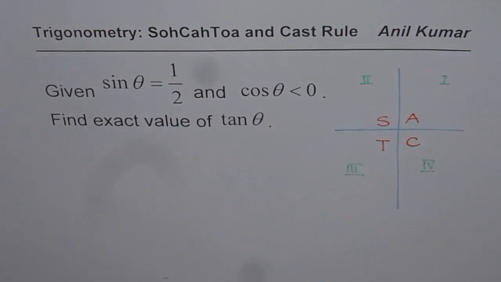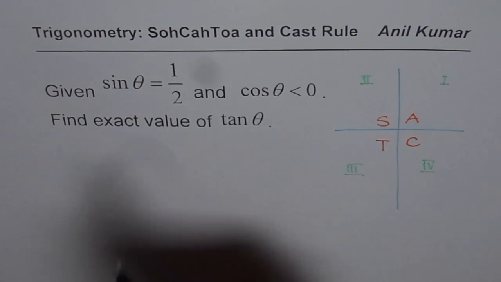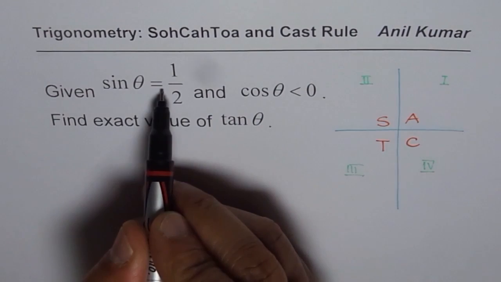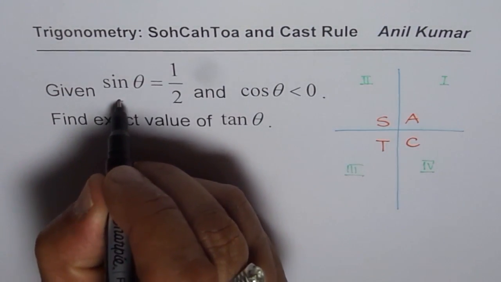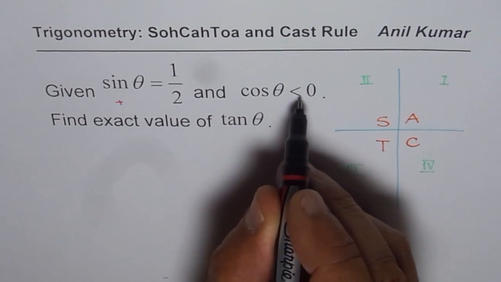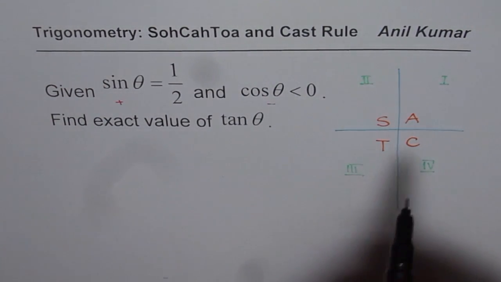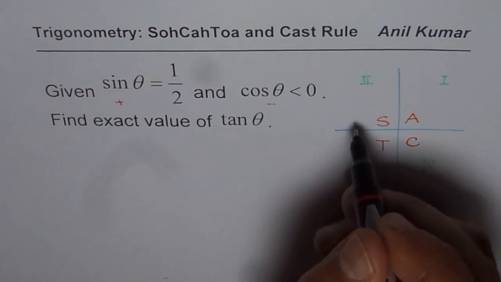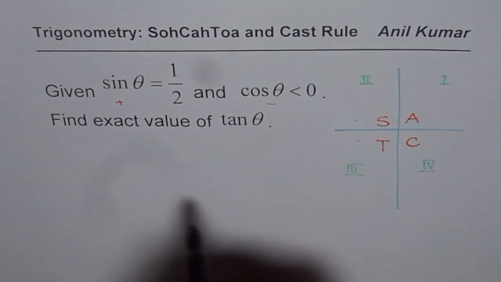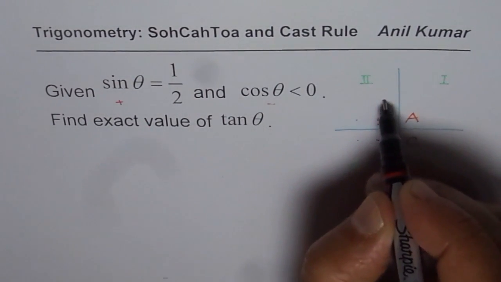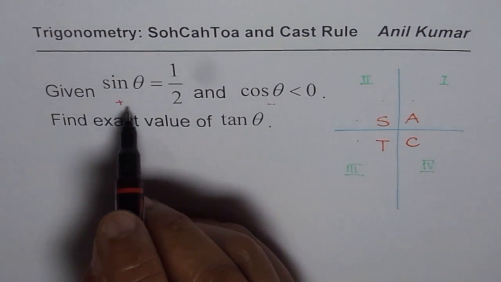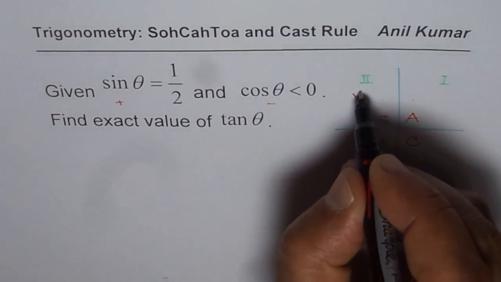Now when we are given a condition that sine theta is half, it is positive, right? So sine theta is positive. Cos theta is less than 0, that means cos theta is negative. Now cos theta is negative in these two quadrants. Sine theta is positive in these two quadrants. So the quadrant which we are talking about is quadrant 2.